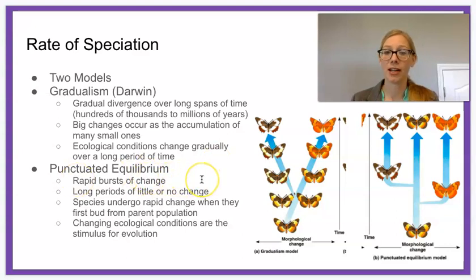Punctuated equilibrium, on the other hand, is rapid bursts of change and long periods of little or no change. A species will undergo a rapid change when it first buds from a parent population. Basically, changing ecological conditions are the stimulus for evolution in either instance. But punctuated equilibrium is typically a fast change. Something caused that change really quickly, versus lots of tiny changes over time. So gradualism would take longer periods of time, and punctuated equilibrium would be a change that happened really quickly.